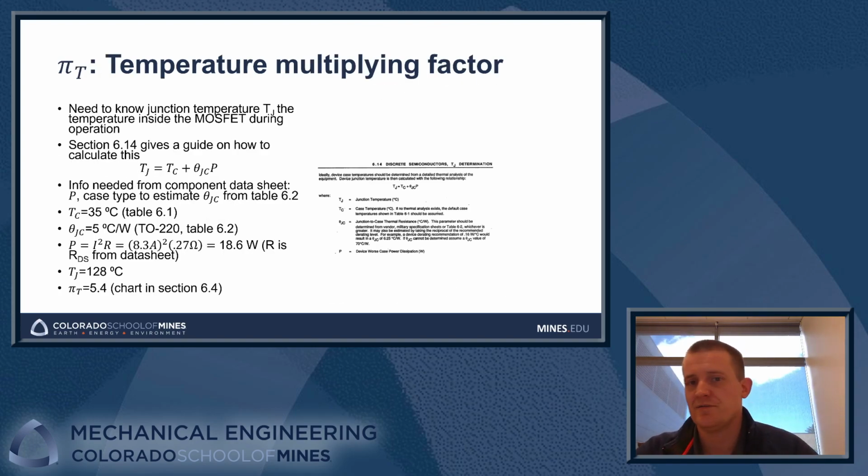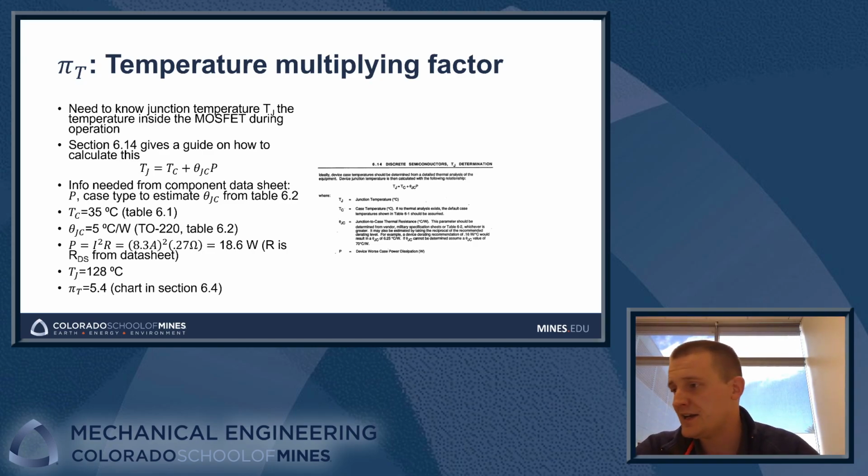Okay, so the first thing is the temperature multiplying factor. All right, so to determine the reliability of an electrical component, one of the biggest ways that electrical components fail is they get overheated and burn themselves up. So we generally need to know the temperature that the component is operating at. So we can go ahead and find the junction temperature that's actually inside of the MOSFET.